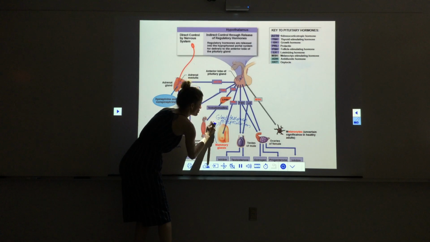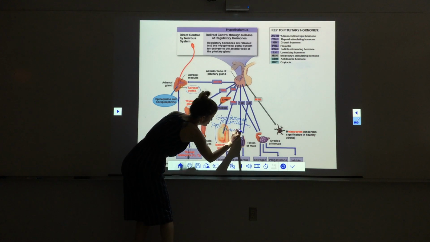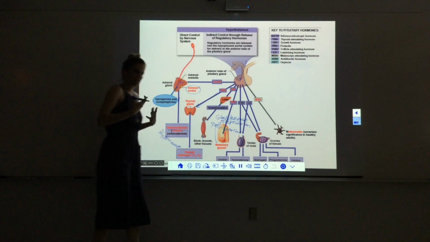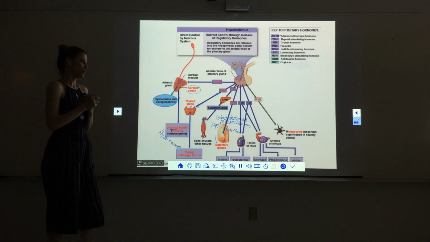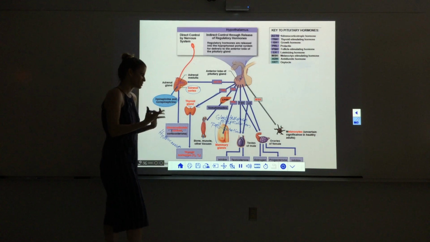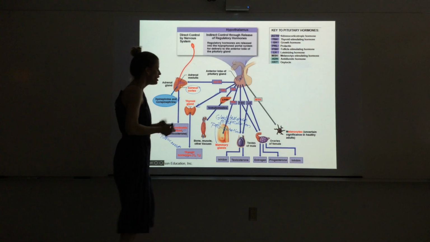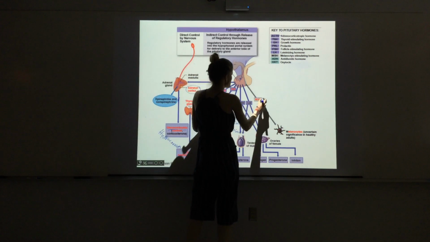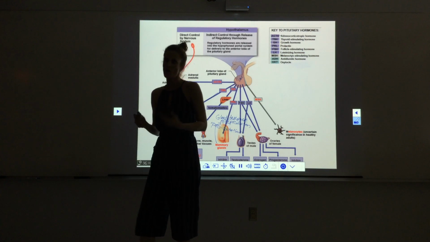Again, if you look at the word prolactin, it's literally like prolactation, right? And lactation is milk production. And so prolactin stimulates gland development during pregnancy and then stimulates milk production after pregnancy or after birth. MSH is a weird one. MSH is melanocyte stimulating hormone.